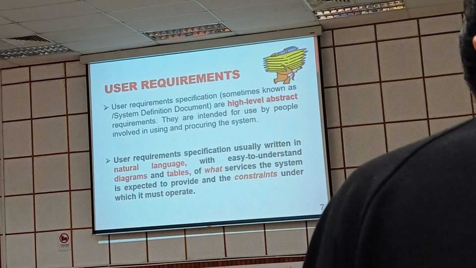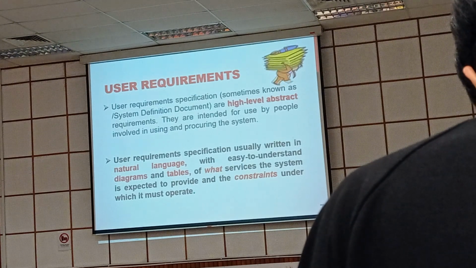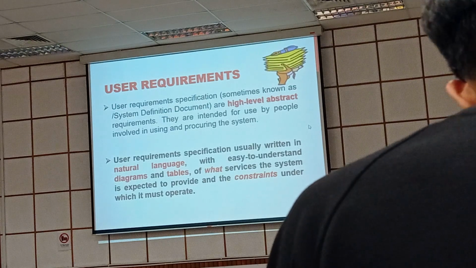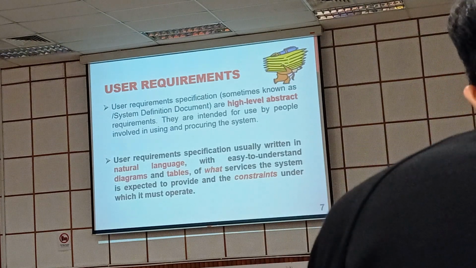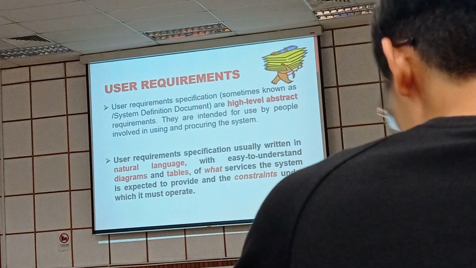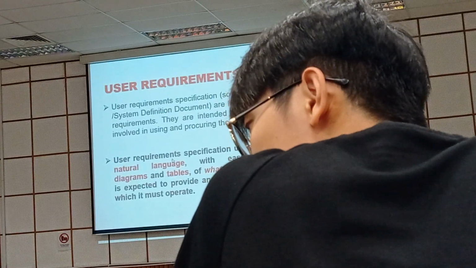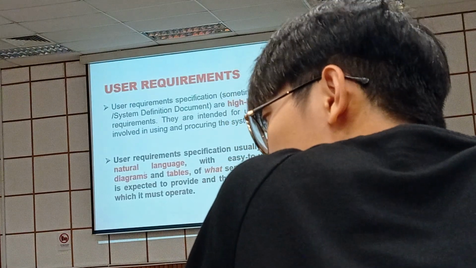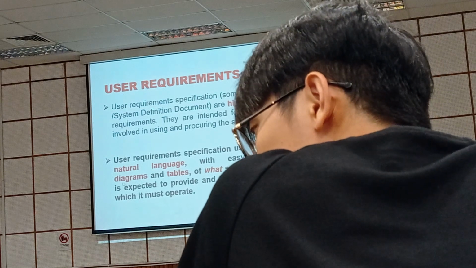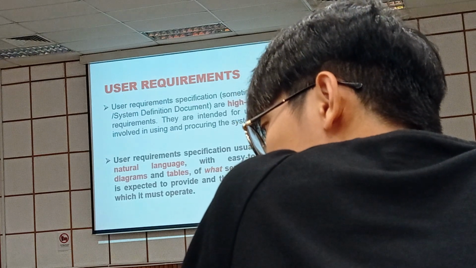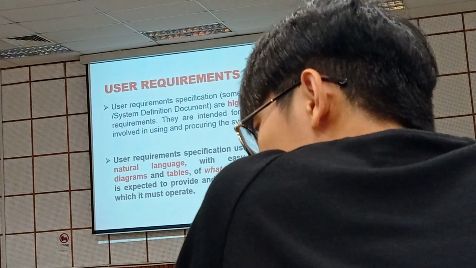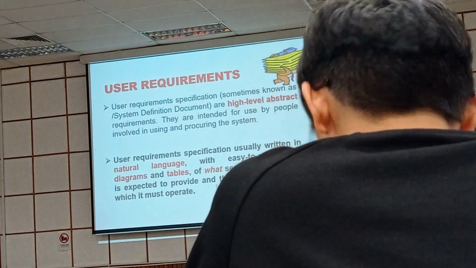User requirement is high level and abstract because it comes directly from the user, directly from your client. Usually they use natural language, just saying whatever way they want. It is easy to understand when you use diagrams or tables, showing what services the system is expected to provide, and also some constraints.